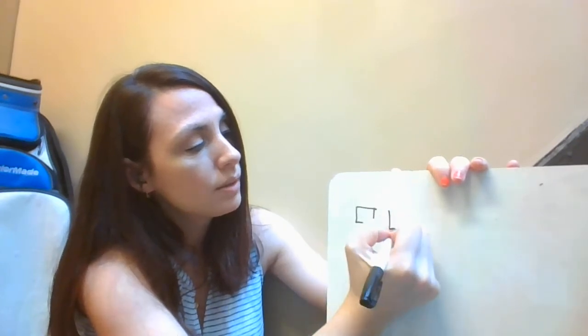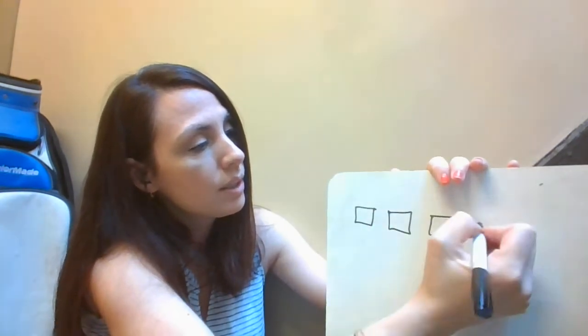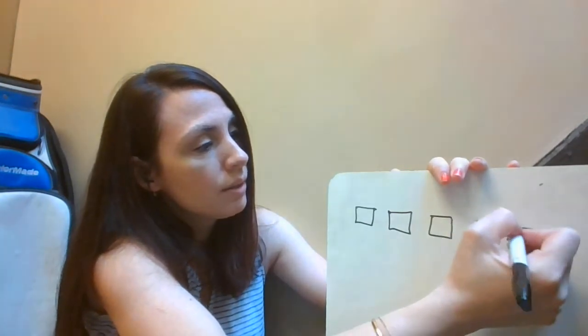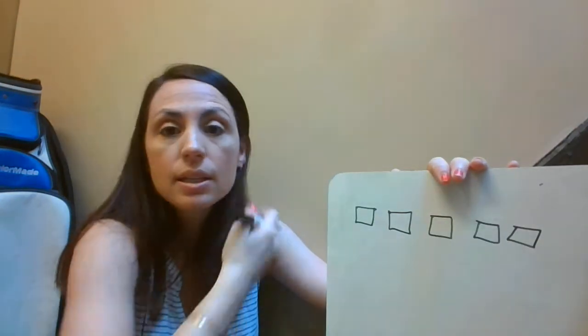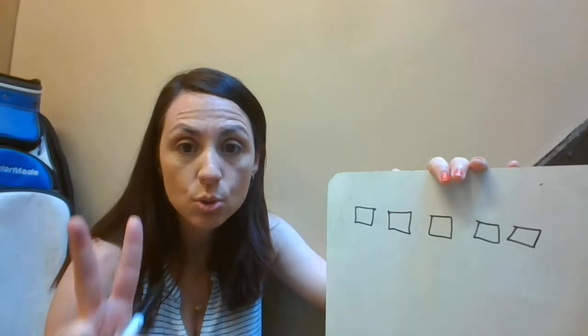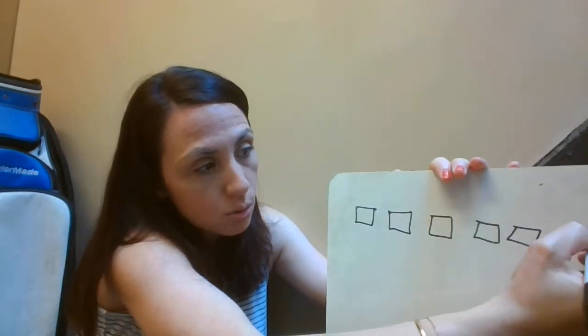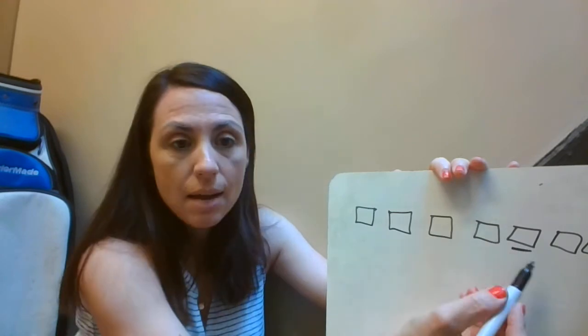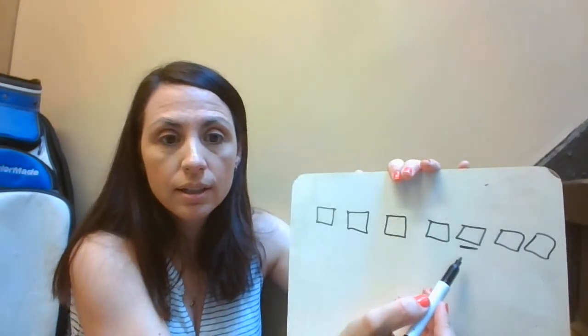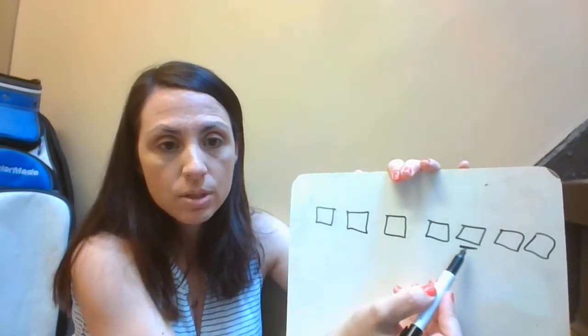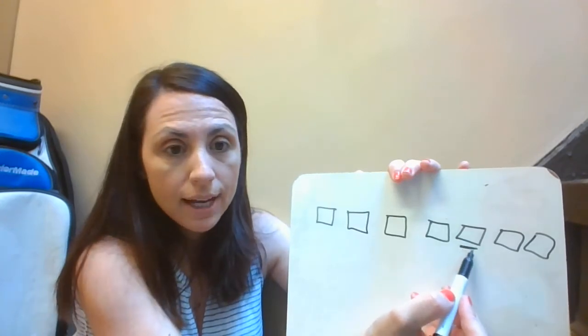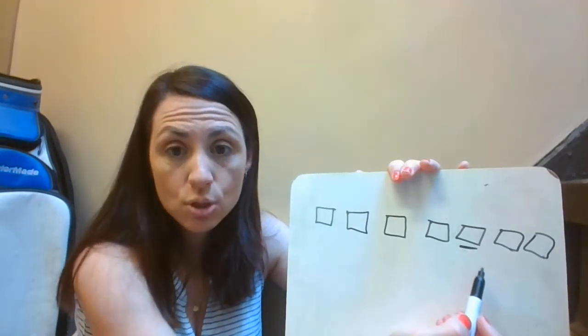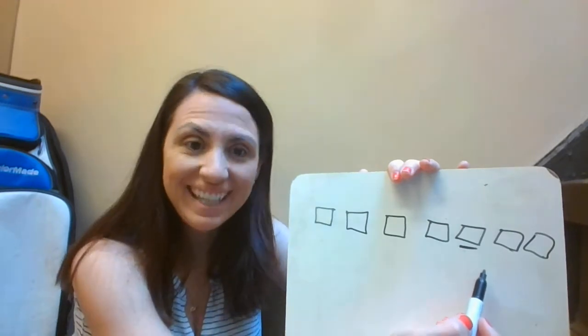Let's try it again. This time I'm going to draw some squares. 1, 2, 3, 4, 5. I have 5 squares. I want to add 2 more squares. If I stopped at 5, right? I'm not going to go from the beginning because I know this was 5. So I'm going to count on 5, 6, 7. So now I have a total of 7. Okay, everyone? Let's try 1 more.